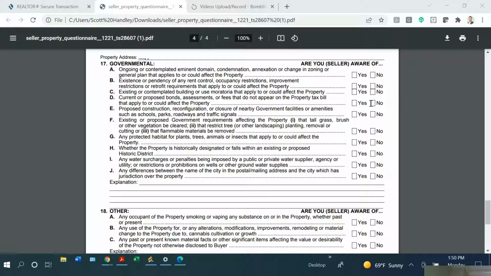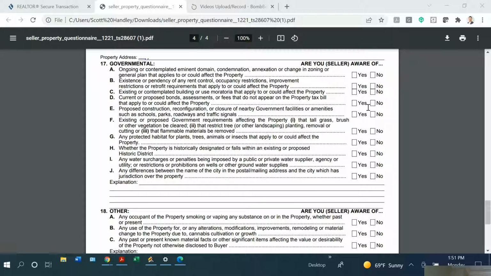So for the rest, let's go to 17C, existing or contemplated building or use moratoria that apply to or could affect the property, yes or no? Current or proposed bonds, assessments, or fees that do not appear on the property tax bill that could affect the use of the property, yes or no? Proposed construction, reconfiguration, or closing of nearby government facilities or amenities such as schools, parks, roadways, or traffic signals.